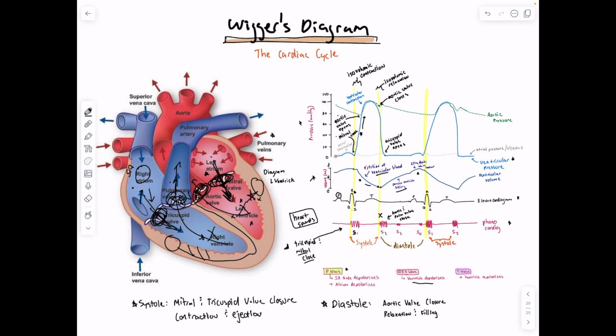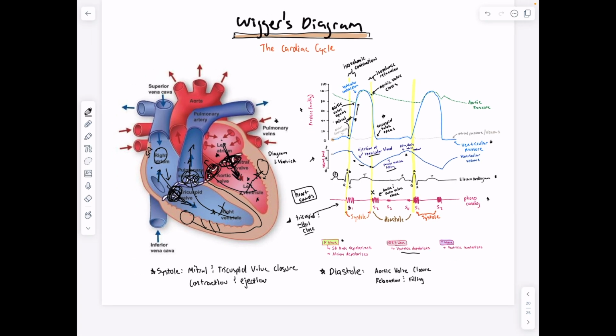So when our mitral valve is closing, our tricuspid valve is closing, and when our tricuspid valve opens here, our mitral valve is also opening. They're following each other, or happening at the same time.